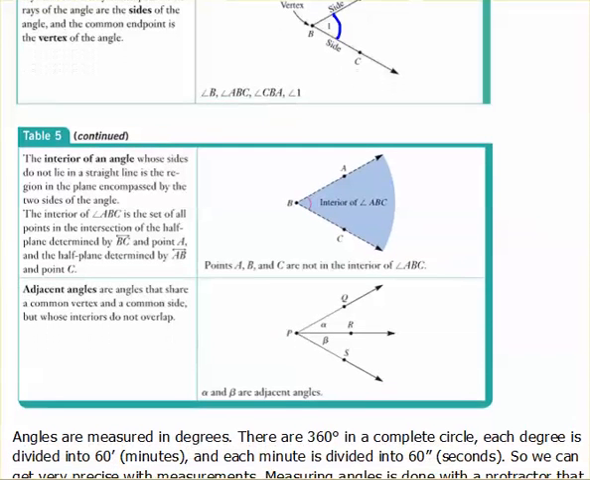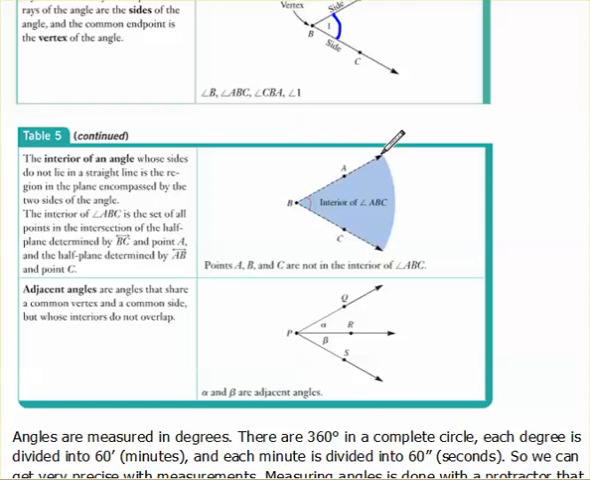Okay, the interior of an angle whose sides do not lie in a straight line is the region in the plane encompassed by the two sides of the angle. Oh gosh, that just sounds like a whole bunch of scariness right there, but it's really not. The interior of the angle is just this shaded part here that is the inside part of the angle. It doesn't have to be that scary.